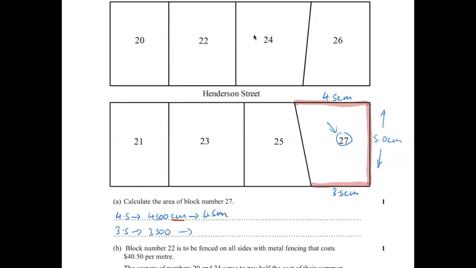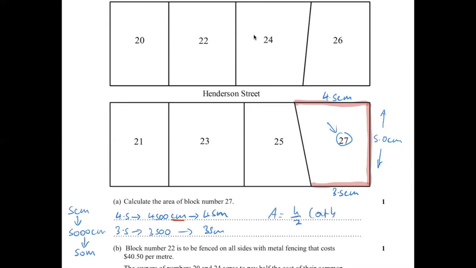Okay, notice that I'm not writing the units here, I'm just being quick. We would then have 35 meters. And finally, 5 centimeters is going to translate to 5,000 centimeters in real life, which is going to give us 50 meters. So now putting everything into that formula, A equals H over 2 times A plus B.